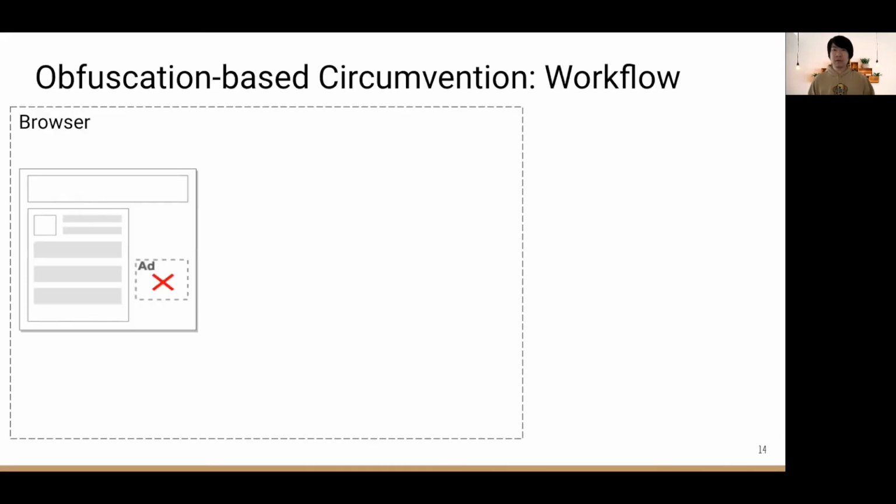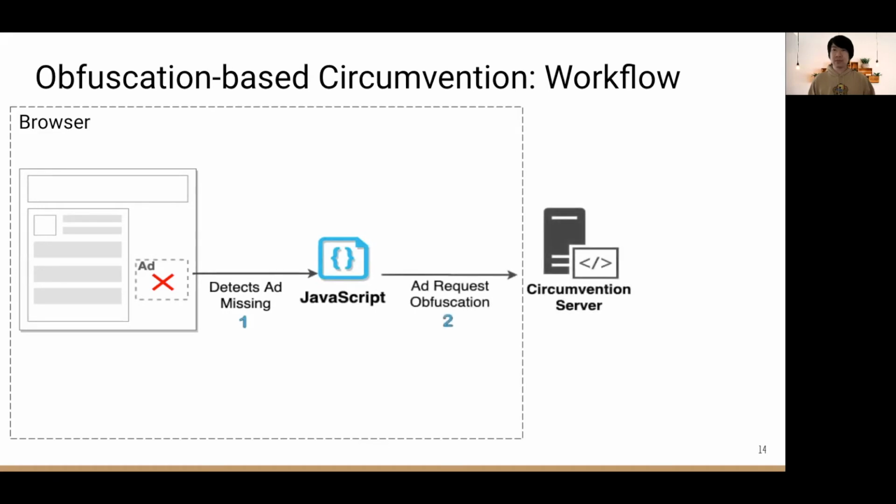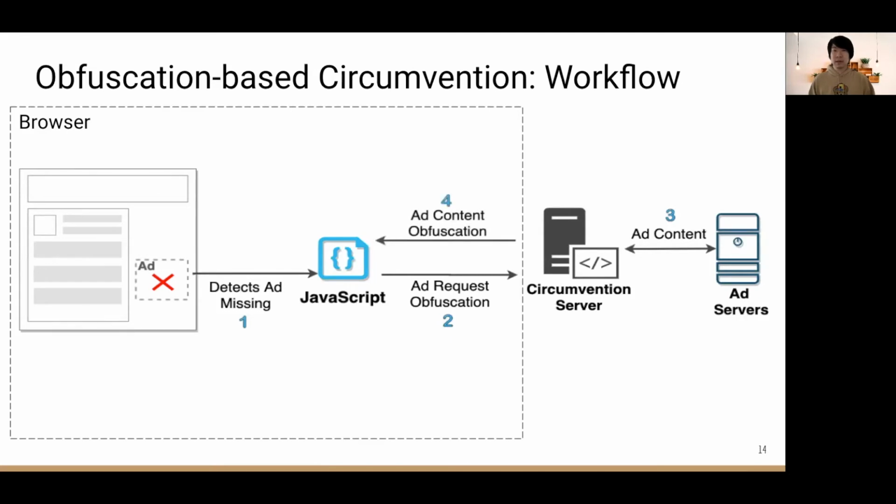A general workflow of obfuscation-based circumvention is that the site can detect an ad is missing. It will then send an obfuscated ad request to a circumvention server. This server will be able to handle that request to retrieve real ad content from ad servers and then obfuscate that ad content before sending it back to the browser. Now, JavaScript will then rebuild the ad content and then re-inject it back onto the page.